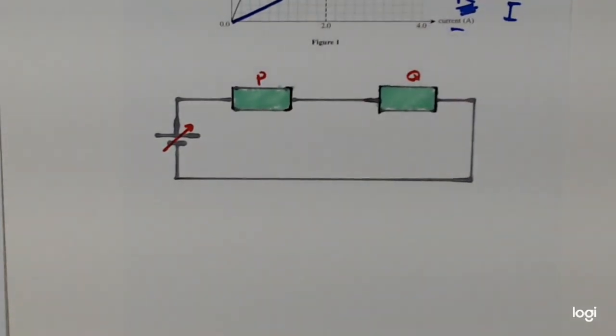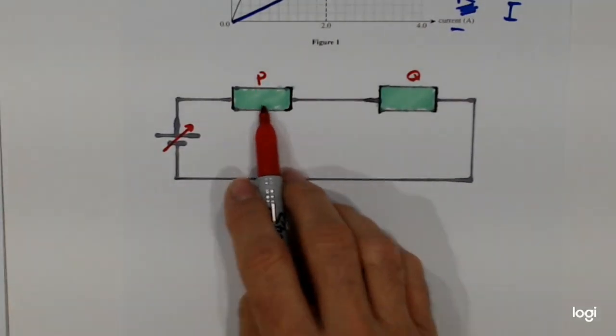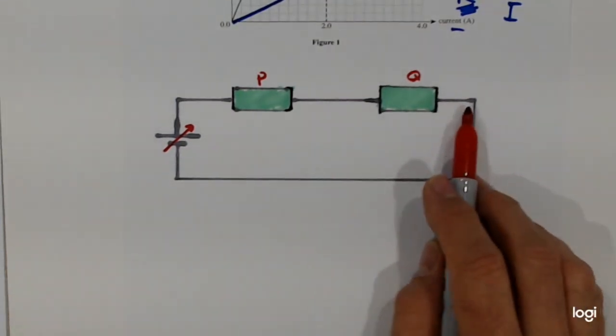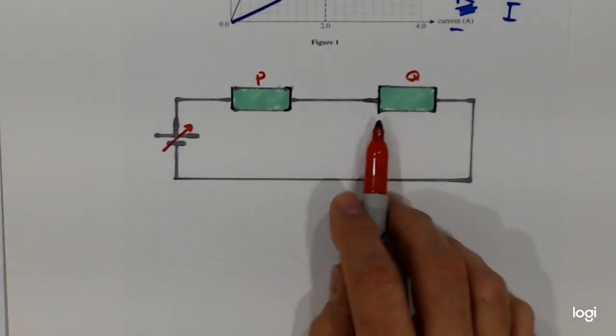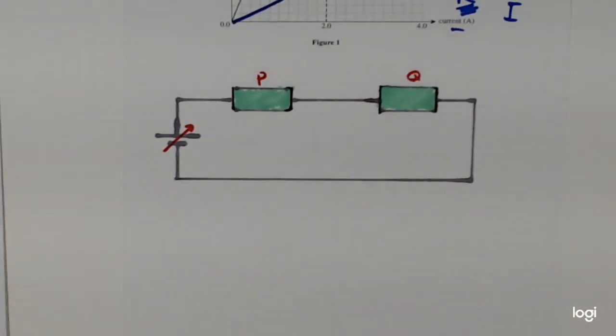Well, it's a series circuit. So if 2 amps is going through there, 2 amps is going through there. And this is why this is only worth 1 mark. The current is 2 amps through Q. Easy. 2 amps goes through P, the same 2 amps has to go through Q.